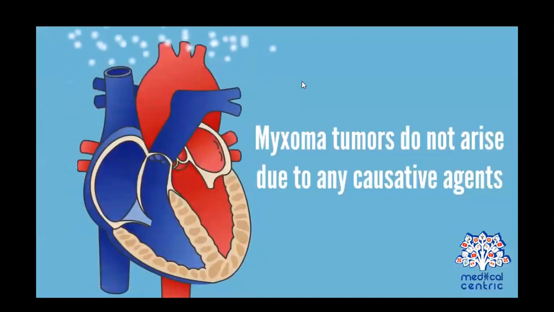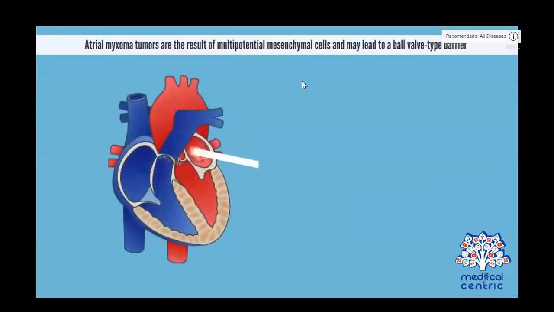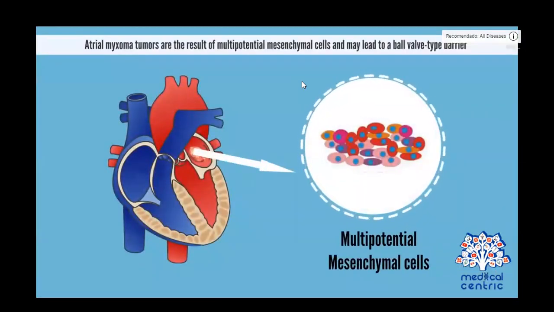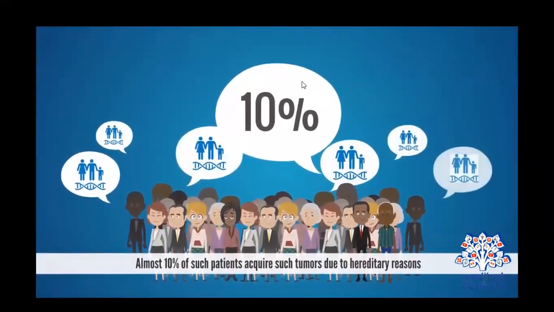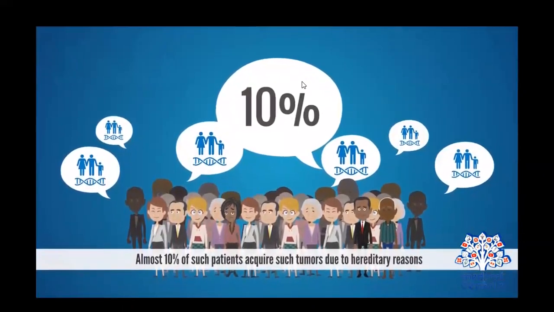Causes. Myxoma tumors do not arise due to any causative agents. Myxoma tumors are the result of multipotential mesenchymal cells and may lead to a ball valve-type barrier. Almost 10% of such patients acquire such tumors due to hereditary reasons.